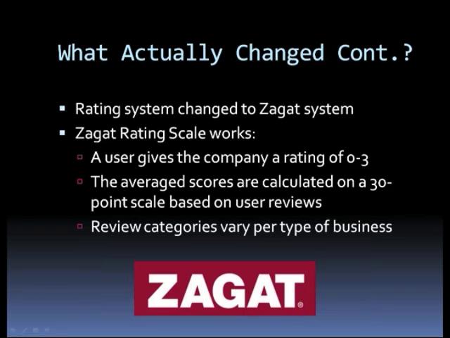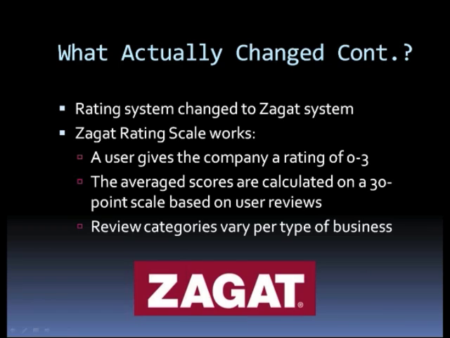So I just talked about the reviews and how Zagat is really getting involved. Really what happened was Google purchased Zagat a little while ago, and now they're taking that system and really putting it into use. So say bye-bye to the 5-star rating system of Google and welcome in the new 0 through 3 rating scale of Zagat reviews. 0 is poor to fair. 1 means good. 2 is very good. And 3 is excellent.